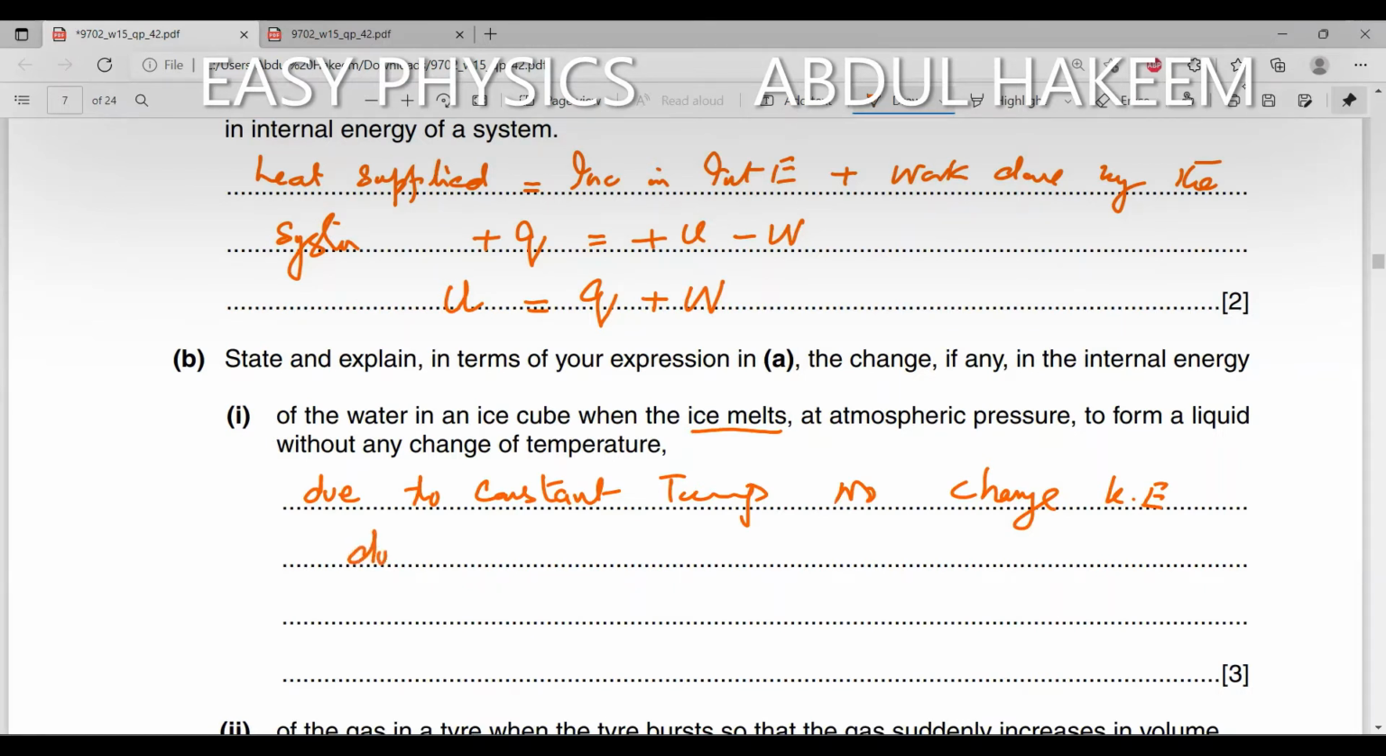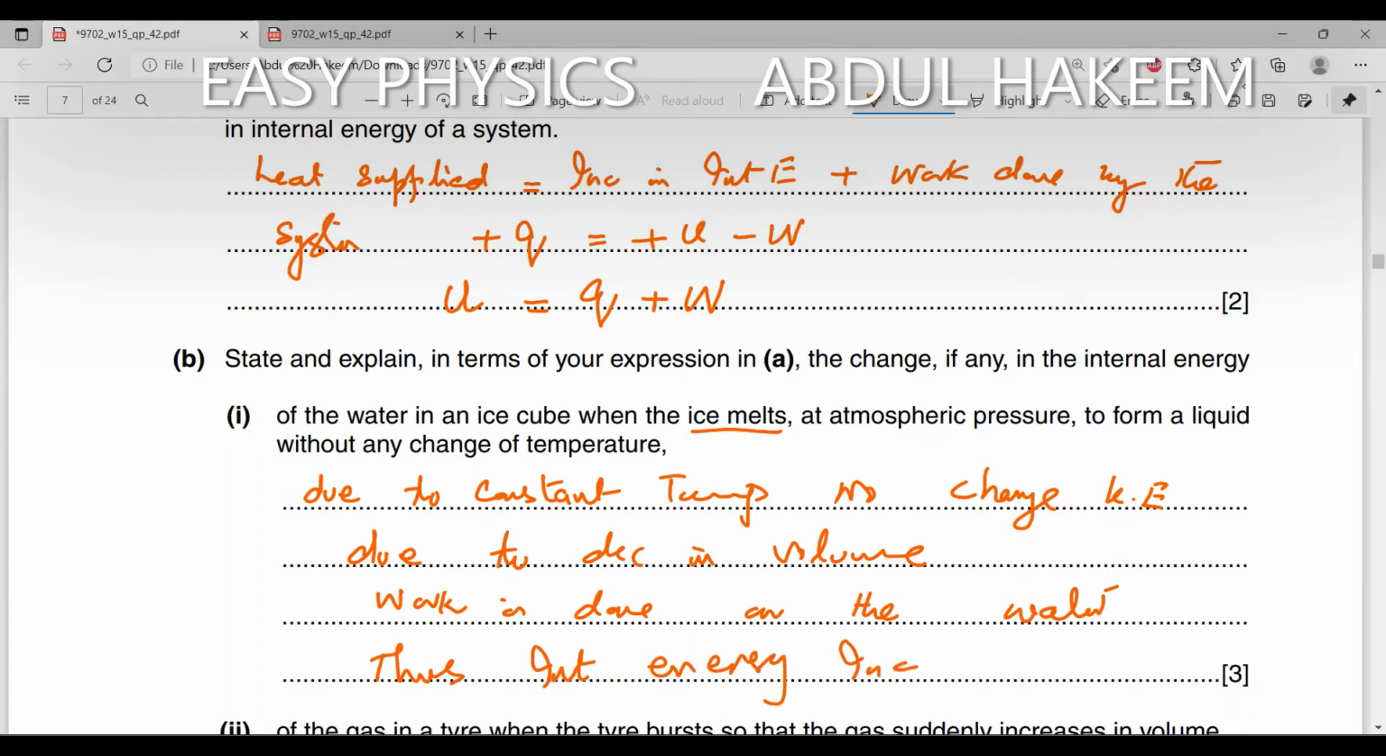So due to decrease in volume, work is done on the water, on the molecules. Thus, internal energy increases because the work is done on the molecules.